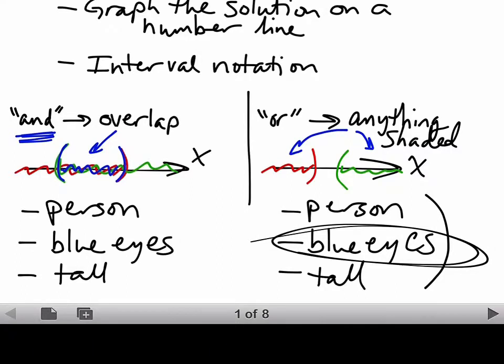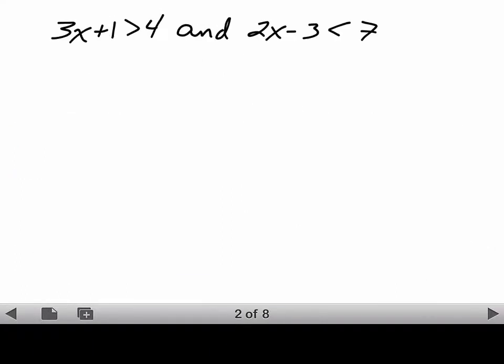Let's get started. Alright, we start out with this compound inequality, which is 3x plus 1 is greater than 4, and 2x minus 3 is greater than 7. First question I would usually ask a class is, what do these two inequalities have to do with each other? The answer is absolutely nothing. We're going to solve each one individually as we would any inequality.